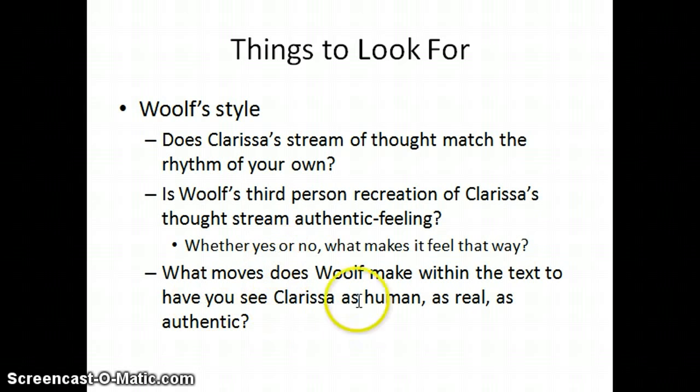And also, what moves does Woolf make within the text so you'll see Clarissa as human, as real, as Virginia Woolf saw Clarissa Dalloway? What is she trying to show us with Clarissa's thoughts?